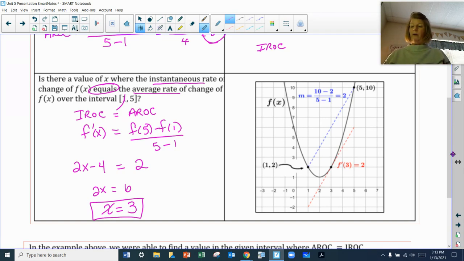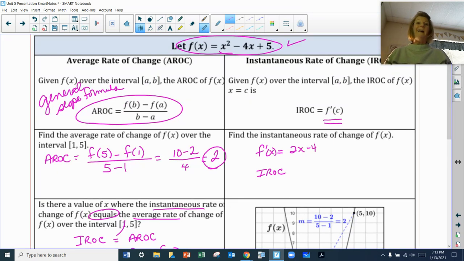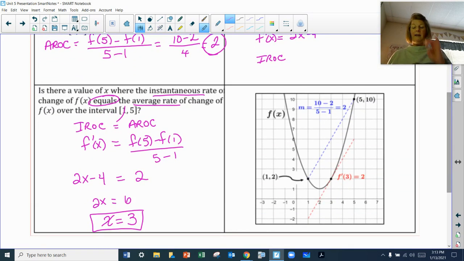We knew we were working with, well, let's go back up and look at f of x. Definitely a parabola that was opening upwards. So we see that in the black curve graphed out for us. We did our calculation and came in with a 2. So this blue dashed line represents AROC, right? The slope of this line is our average rate of change. And then if I go along the red line, this is my IROC. And if these two are equal, we should see parallel lines, right? If AROC equals IROC, I should have parallel lines.